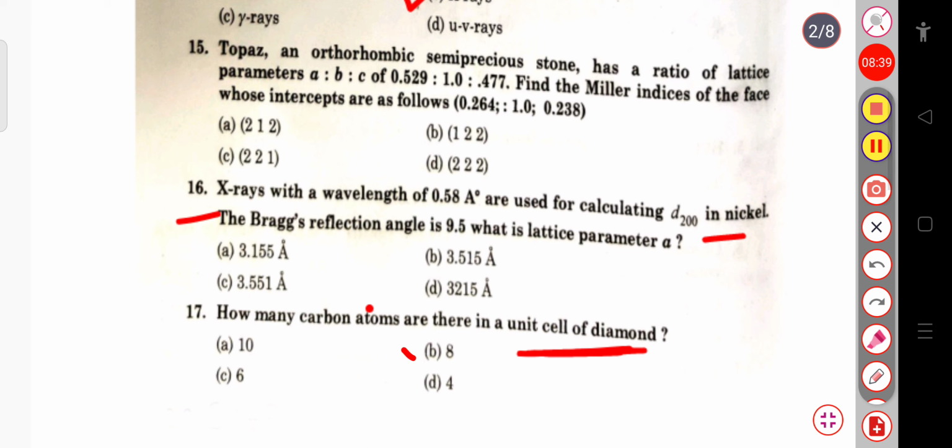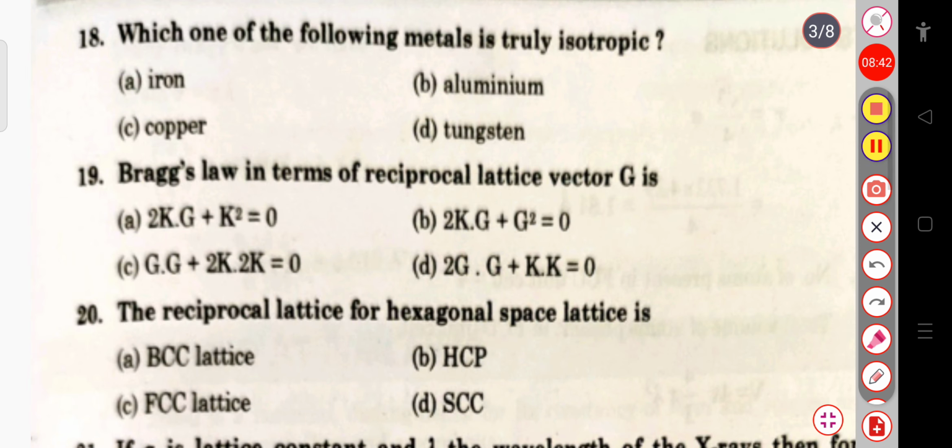The next question is, which one of the following metals is truly isotropic in nature? Iron, copper, aluminum or tungsten? The correct answer is tungsten. It is purely isotropic in nature.